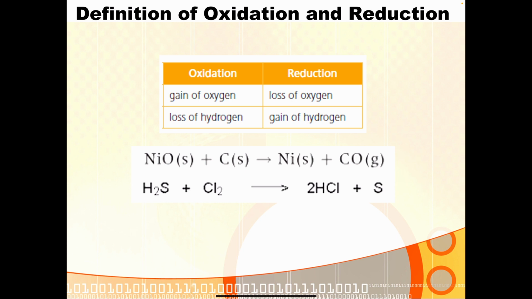In the second equation, you will see hydrogen sulfide plus chlorine will give you hydrogen chloride plus sulfur. So H2S and sulfur, that is hydrogen sulfide and sulfur, you will see that there is loss of hydrogen. So that is oxidation. Whereas chlorine and hydrochloric acid, you will see chlorine gains hydrogen. So that is reduction.